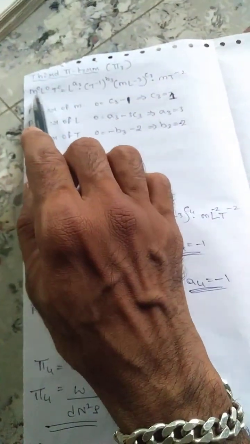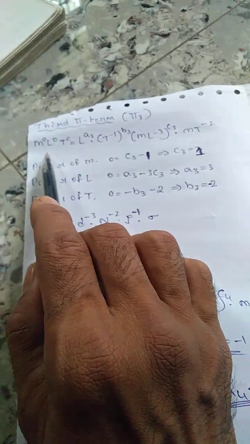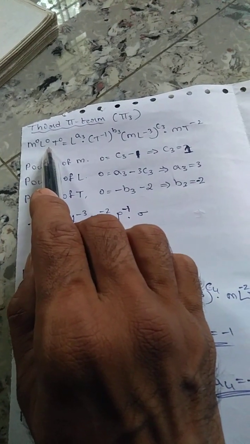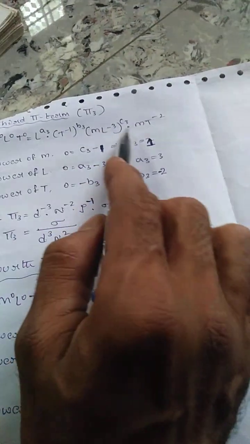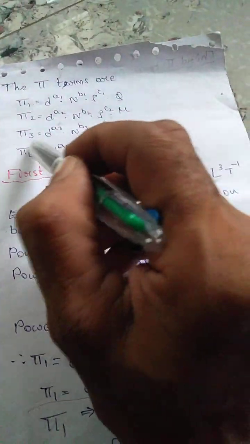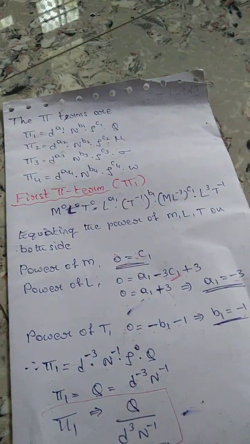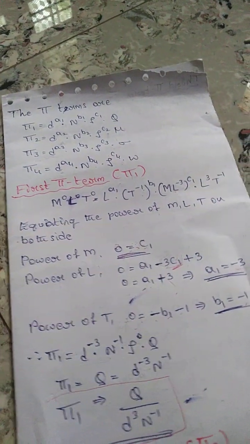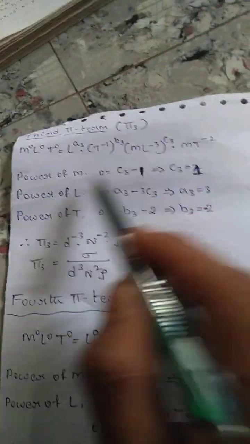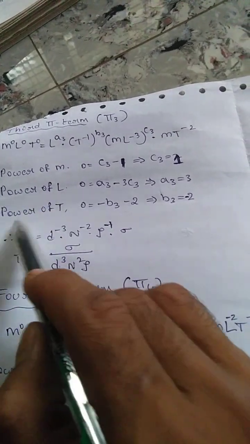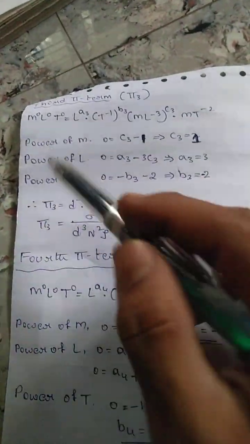third term pi 3, the same you have to carry out. See here, M to the power 0, L to the power 0, T to the power 0 equal to all whatever you are having here. You have to substitute all those dimensions: d dimension, n dimension, rho dimension and sigma dimensions you have to enter here, and later the power of M, power of L, power of T you have to carry out, similar to the first and second step, and the same for the fourth step as well.